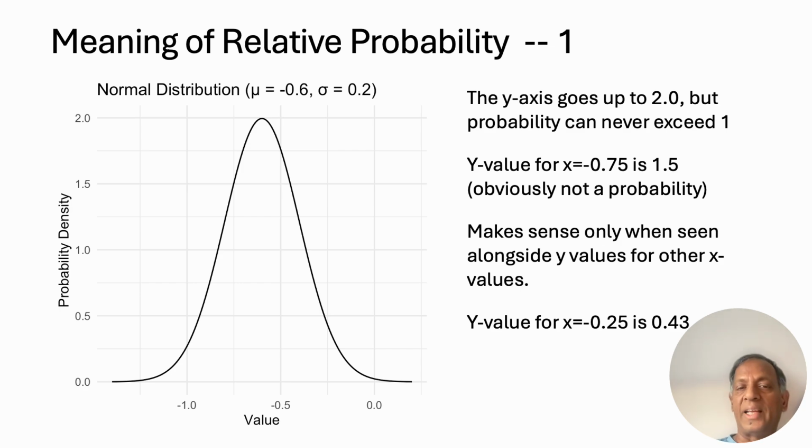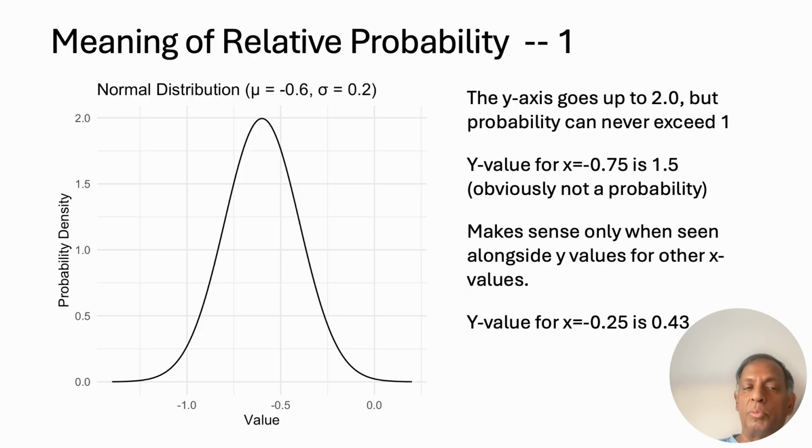What that says is that a value of minus 0.75 is almost 4 times more likely than a value of minus 0.25. So minus 0.25 is somewhere here, so its height is coming somewhere here at 0.43, whereas minus 0.75 is here, its value is coming there. So you can now say that because the function value here is 1.5 and the function value here is 0.43, this is almost 3 point x times more likely than this.